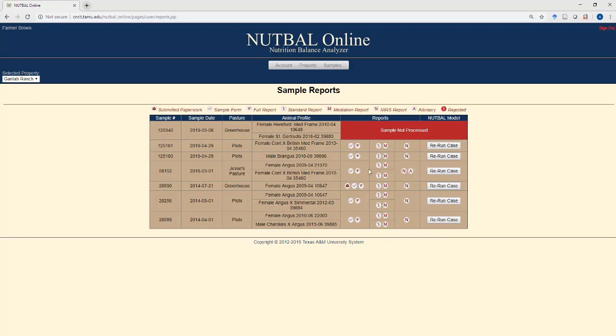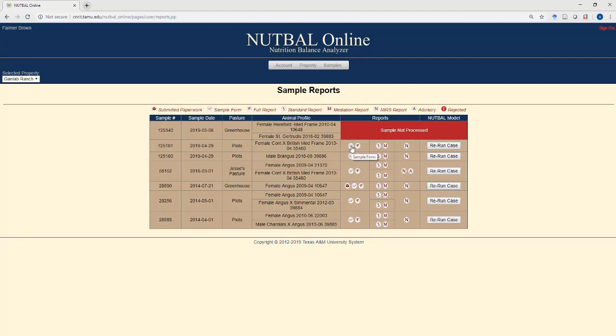All of the completed reports will be a brown row all the way across the table, and in this example, we have a red box that says the sample is not processed yet, which means this sample is still going through our system. Above the table, we have all of these icons that you'll see in this table, and you can also hover over the icon on the table as well to figure out what you're clicking on.